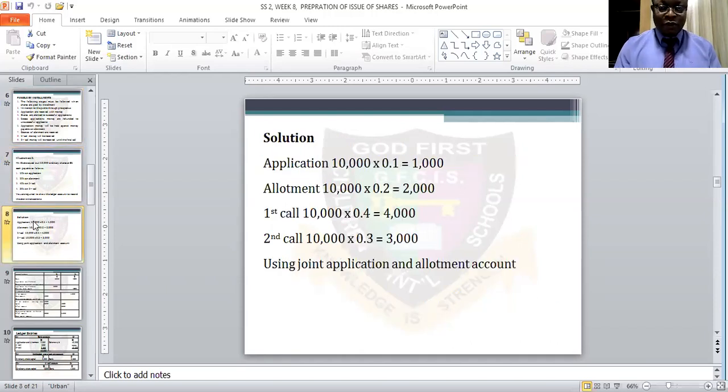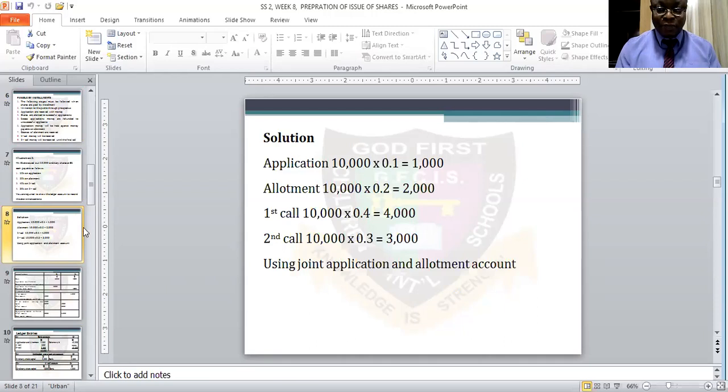So one, mind you, the shares we are giving that need to be utilized are 10,000 ordinary shares, and for the application we have 10 kobo. How do I arrive at 0.1? 10 kobo divided by 100 kobo gives us 0.1. Then you multiply 0.1 by 10,000, and you get 1,000 naira.